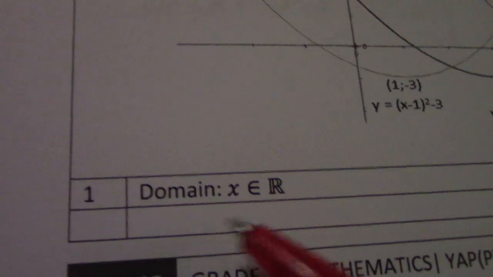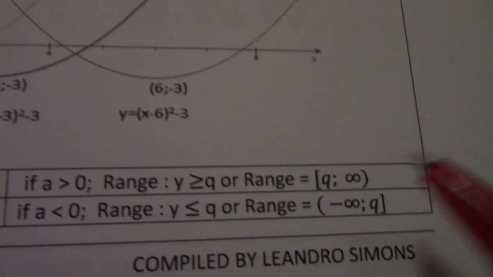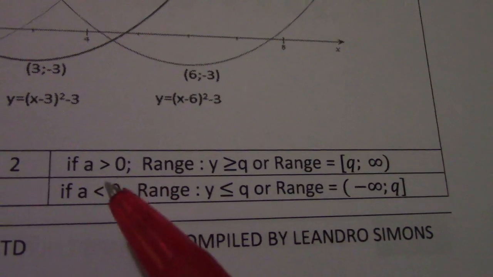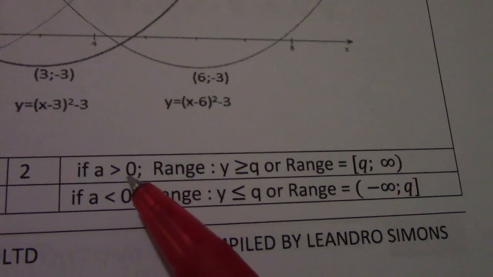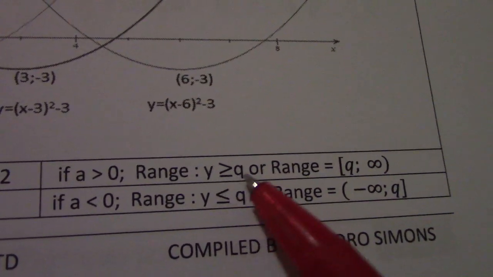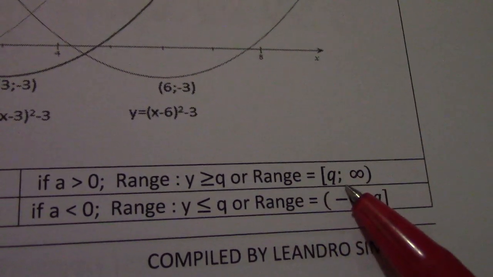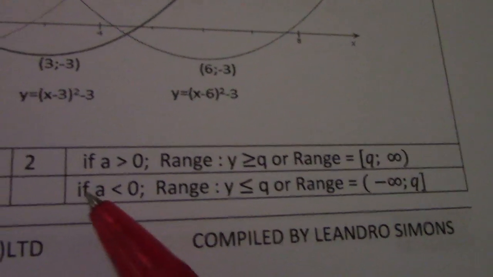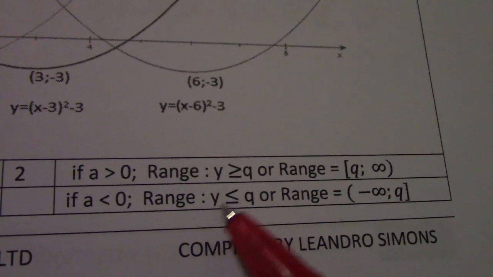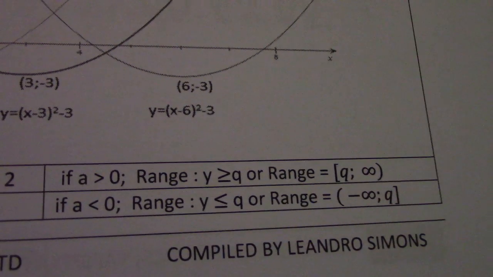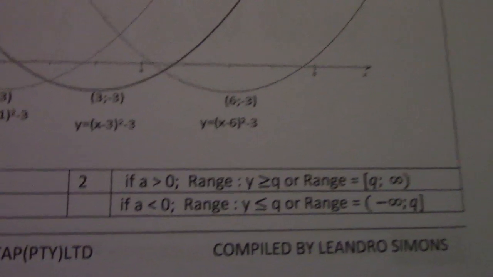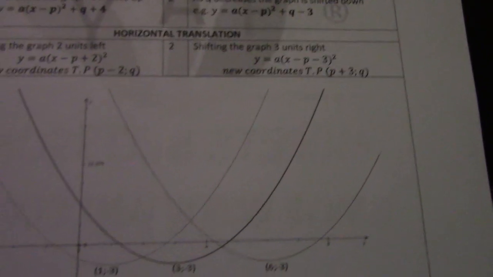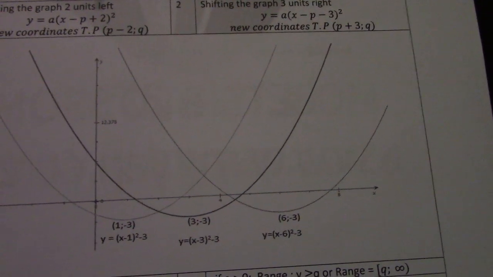Again, as I've said many times before, the domain of a parabola is always x element of real numbers, and the range stays the same, related to your a value. Graph is going up, a is positive, smiley face. y must be bigger or equal to q, which can also be written in that format. Or if a is less than 0, my range is y less or equal to q, or the range is negative infinity to q. Hope you understand. This is just a summary of this type of equation.